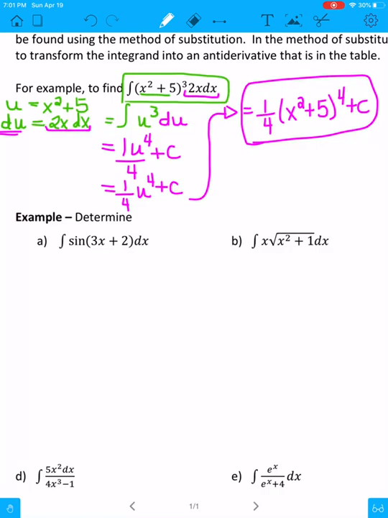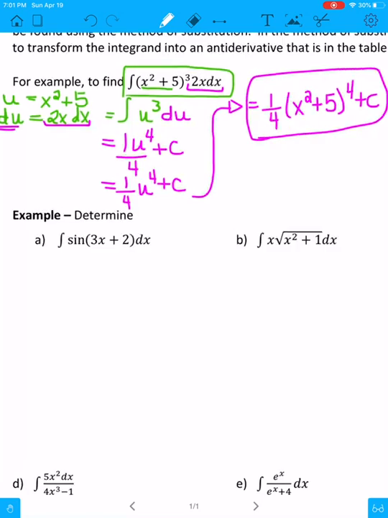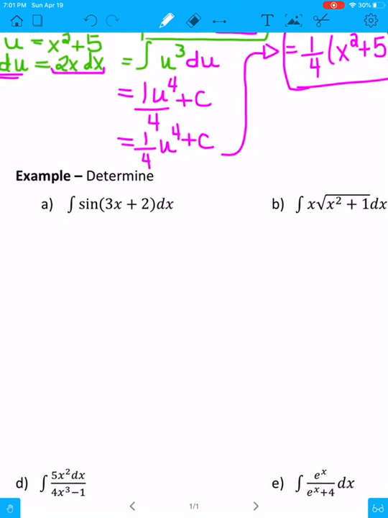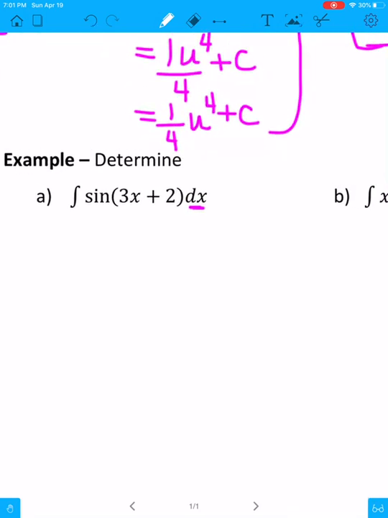Okay, all right, let's look at example A. Determine the integral of sine 3x plus 2 dx. So they're telling me I have the integral, and I have the derivative of it. So the sine is not my issue, but this 3x plus 2 is my issue. So what am I going to do? I'm going to write that as my u. So u equals 3x plus 2.